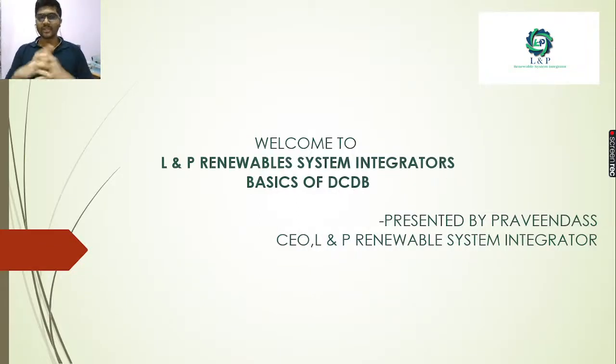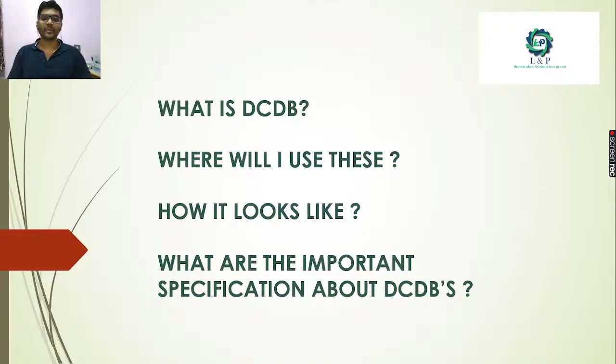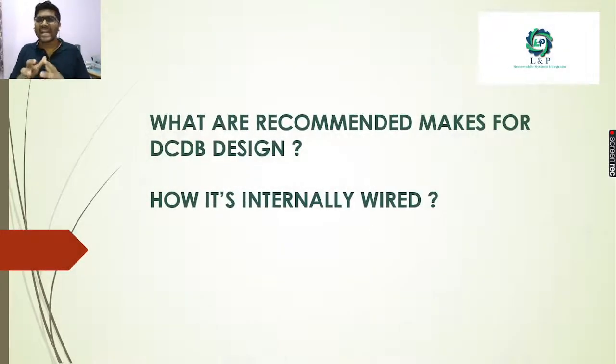Today we are going to see some of the basics of DCDB, Direct Current Distribution Board. While entering into the topic, let us ask some questions to ourselves. What is a DCDB? Where will I use these DCDBs? How does it look? What are the important specifications which I need to know about the DCDB? What are the recommended makes for the DCDB design? How is it internally wired?